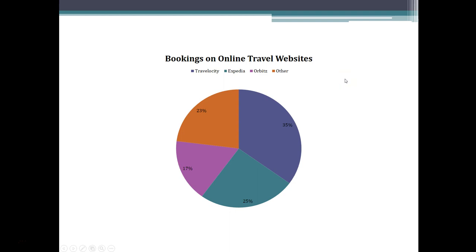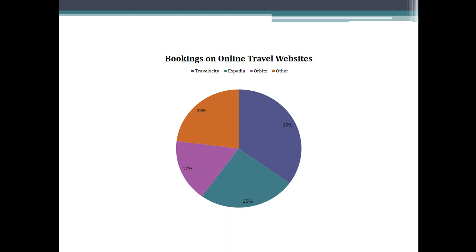And here's the circle graph all made all pretty. You put a little title up there so people know what you're talking about. So I've said bookings on online travel websites. This particular one's color coded. So purple is Travelocity, and it's labeled with 35%. Expedia is that lovely teal color, 25%. Orbitz is that fuchsia color, 17%. And others, that weird orange color, 23%.